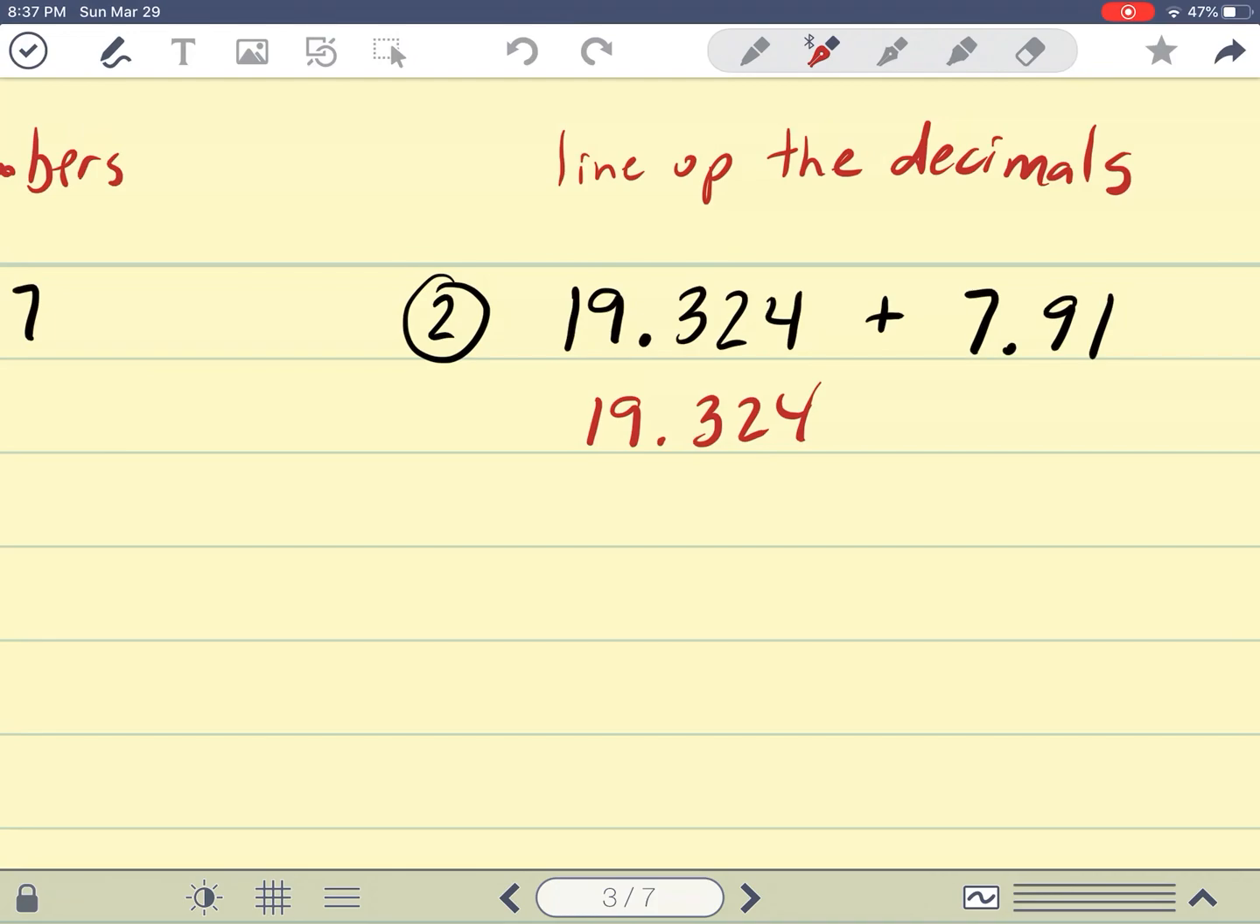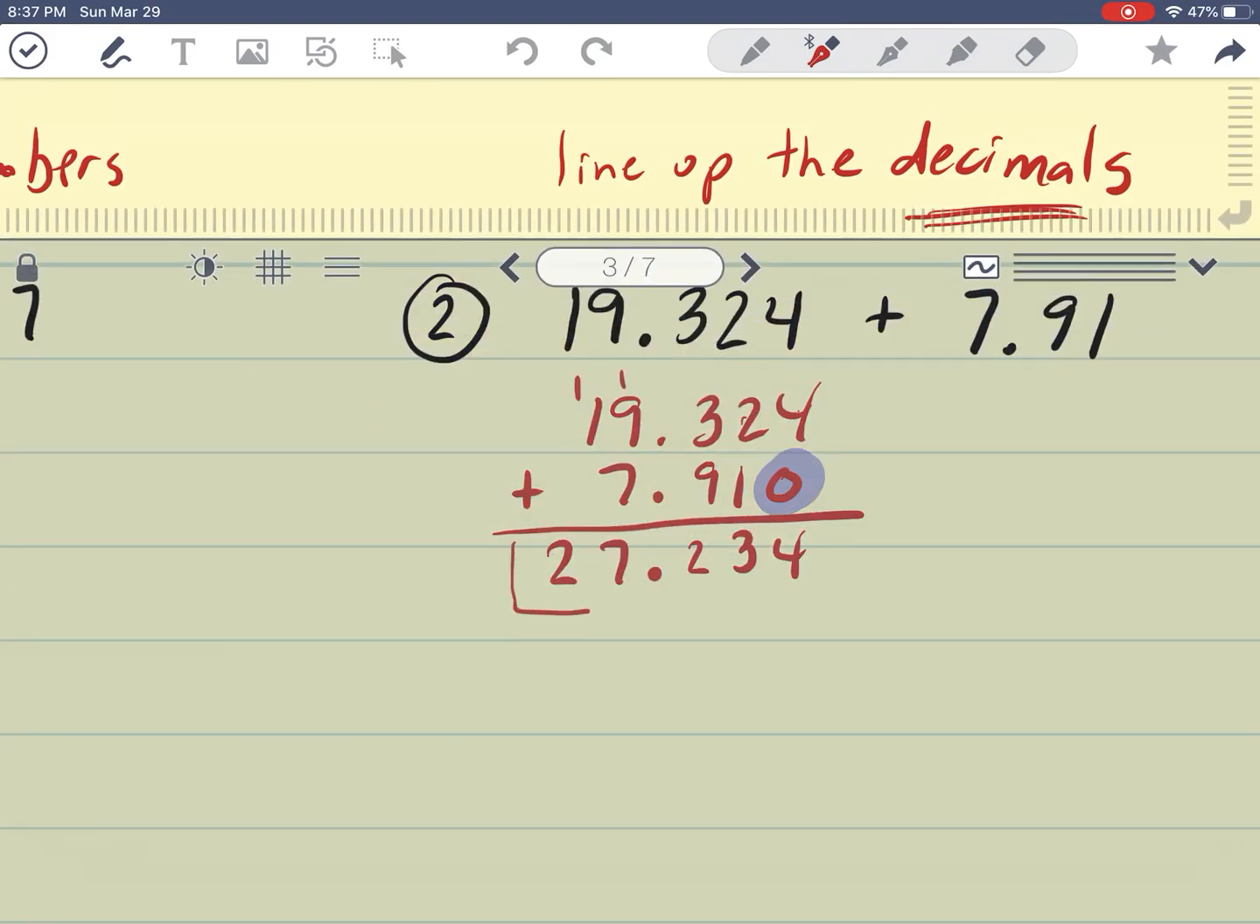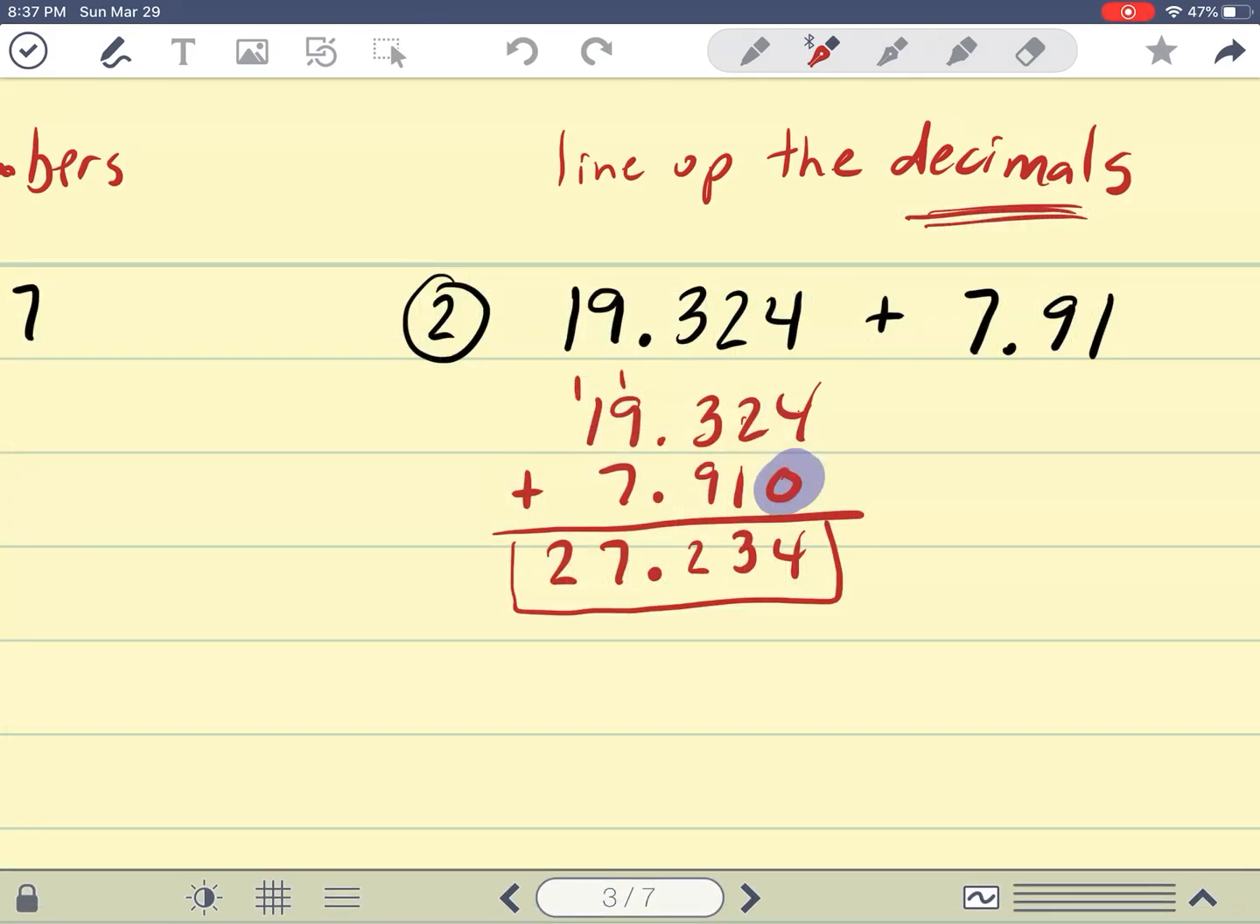Okay, so we're going to say 19.324. Okay, let's zoom in here, take a look. Okay, we're going to add 7.91. Line up the decimals. Okay, so if there's nothing in this spot, what do we do? Good, put a 0 there. 4 plus 0 gives me 4. Remember adding. 2 plus 1 is 3. 9 plus 3 is 12. We're going to carry a 1. So that's 9 and 1 is 10. Plus 7 is 17. Okay, add a 1. So 27.234. Whoops, sorry. Okay? All right, no problems, right?